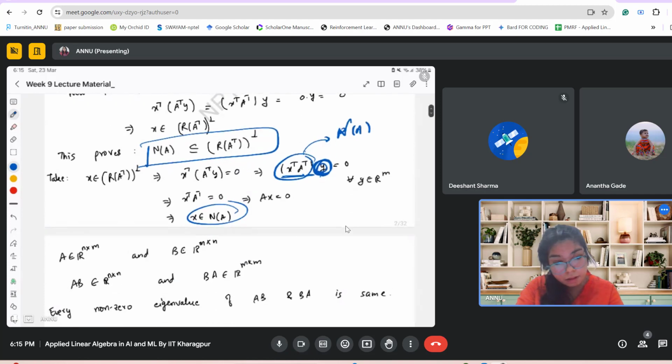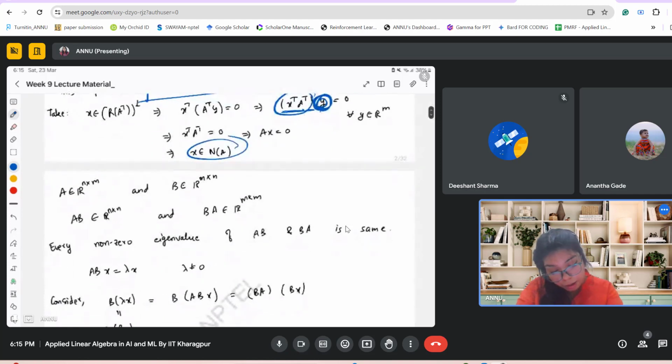Now moving ahead, I hope this is clear. You should always know what I told: the null space of any matrix is perpendicular to the row space. Similarly, the column space of any matrix is perpendicular to the null space of A transpose. These are the bases for any vector spaces in matrices.